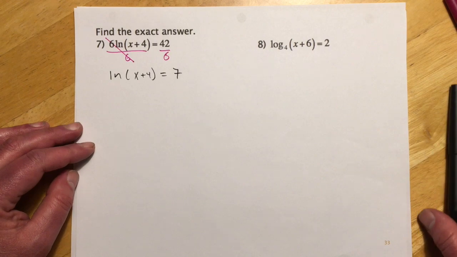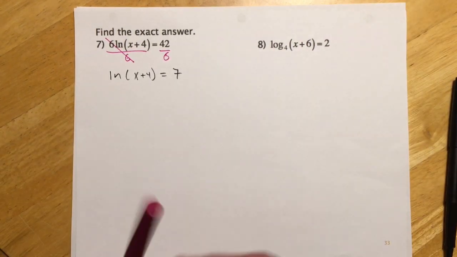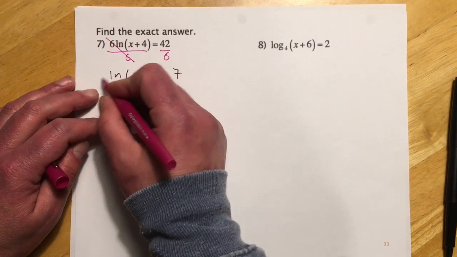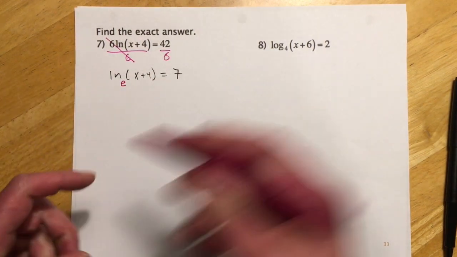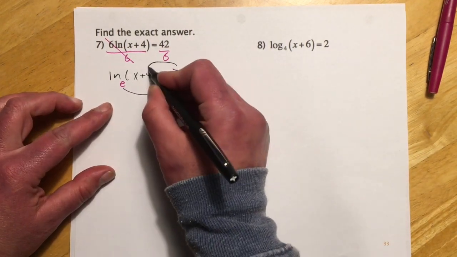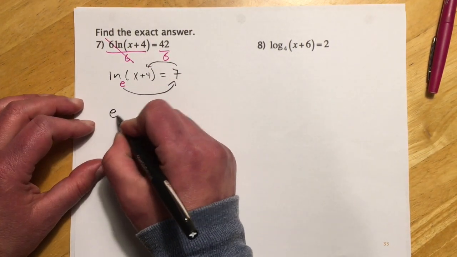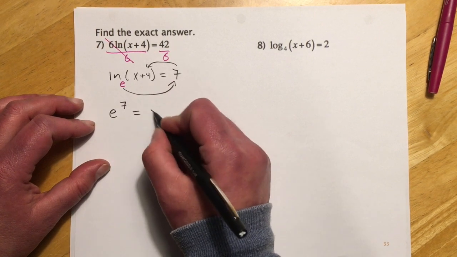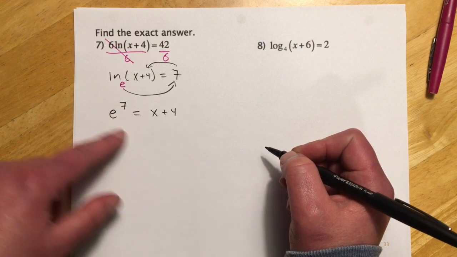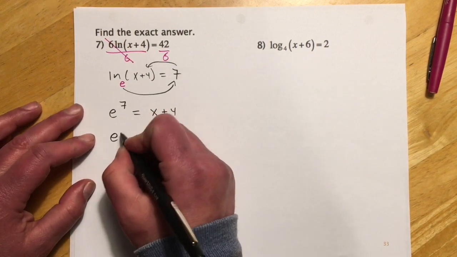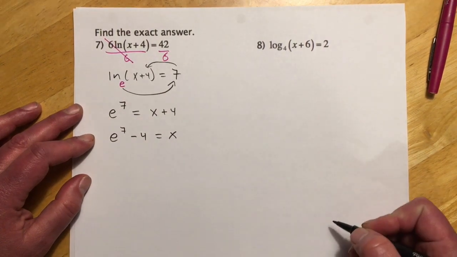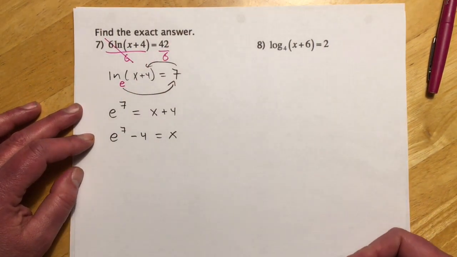And so now, exponentiating this one, writing it in exponential form, remember there is an invisible e right here. That ln means log base e. So getting this one switched around, it's going to go e to the 7th makes the stuff inside. So e raised to the 7th equals x plus 4. And then from there we're just going to shoot the 4 over. e to the 7th minus 4 equals x. And that would be our exact solution.